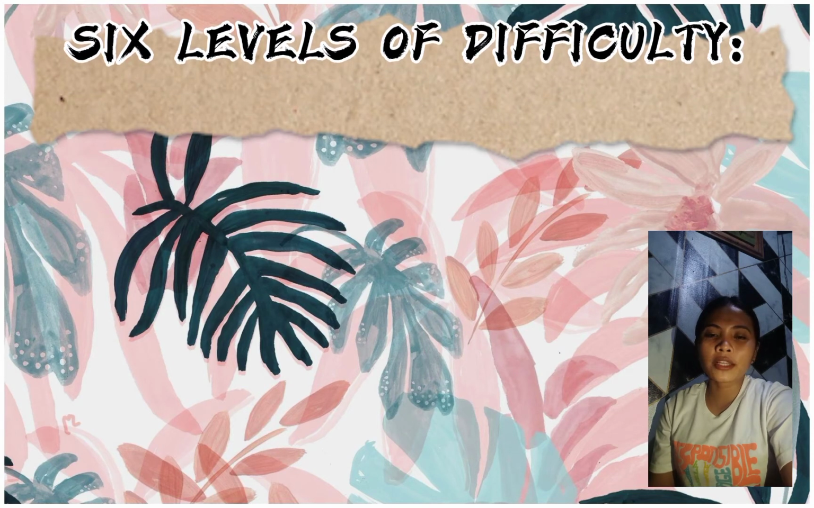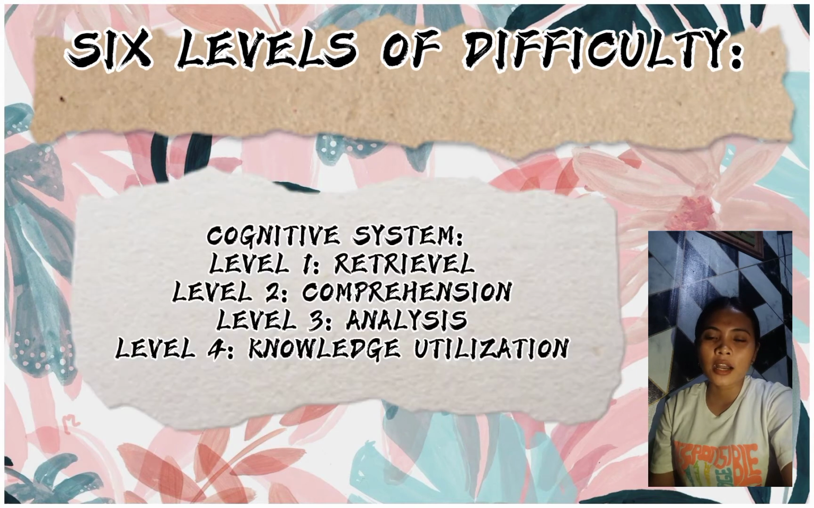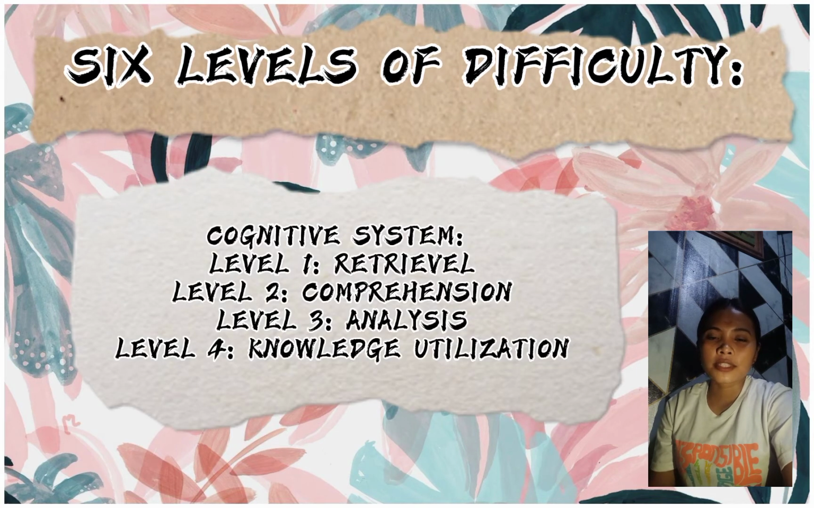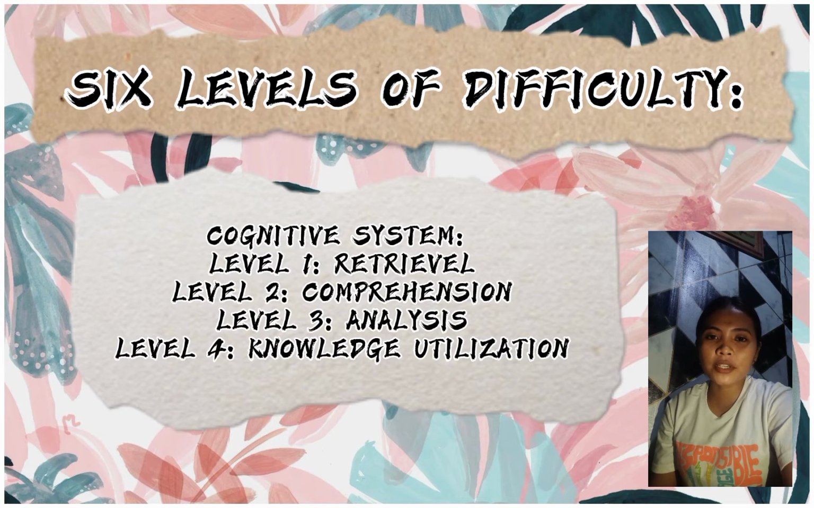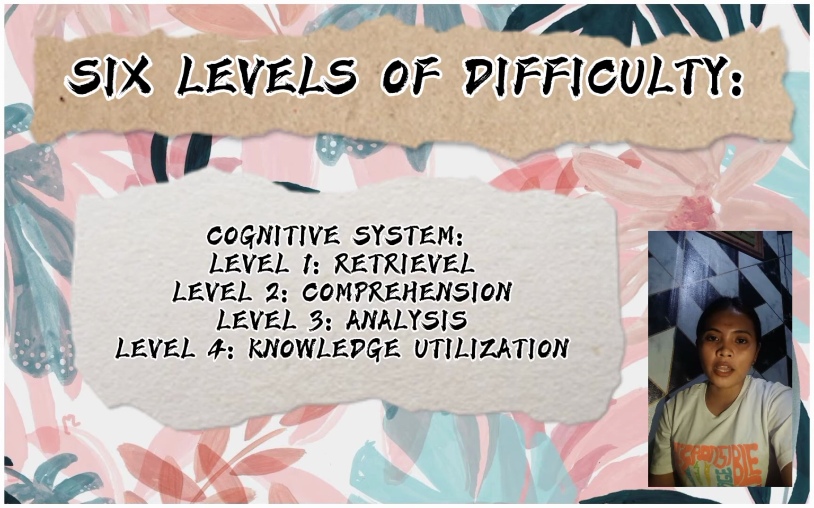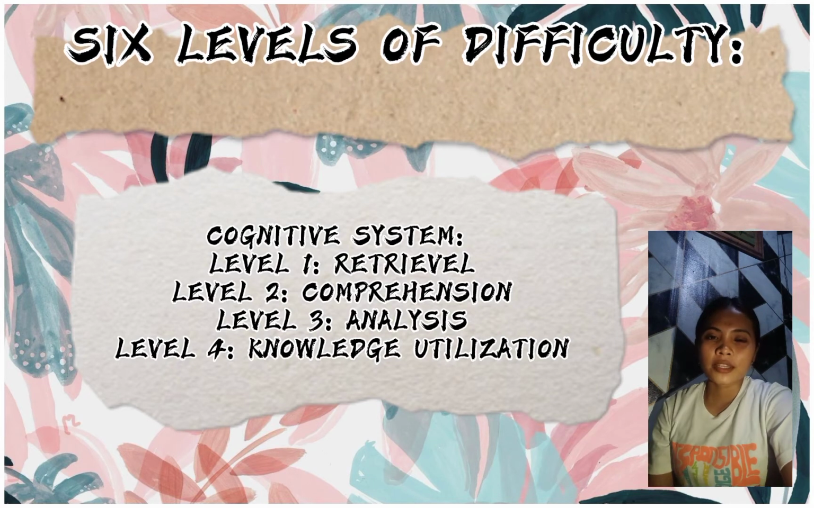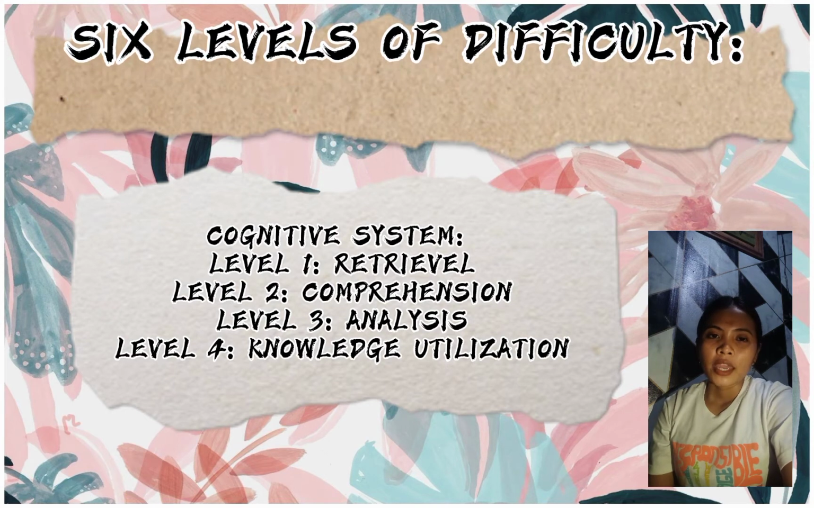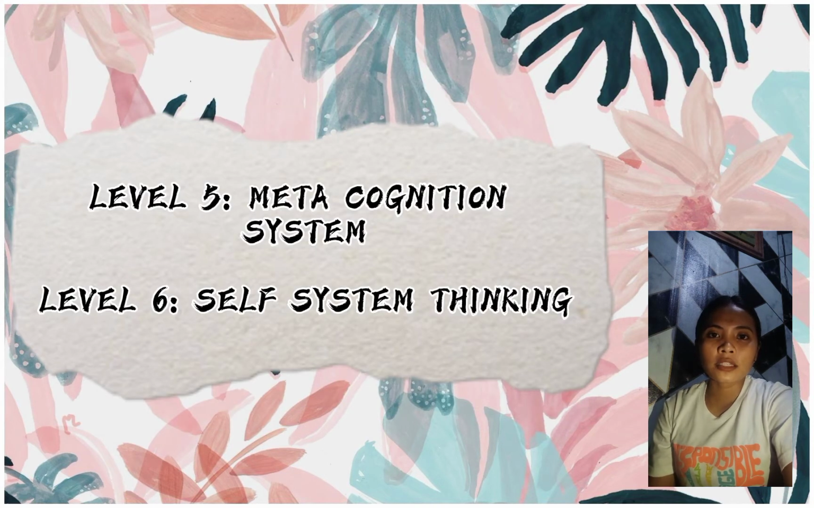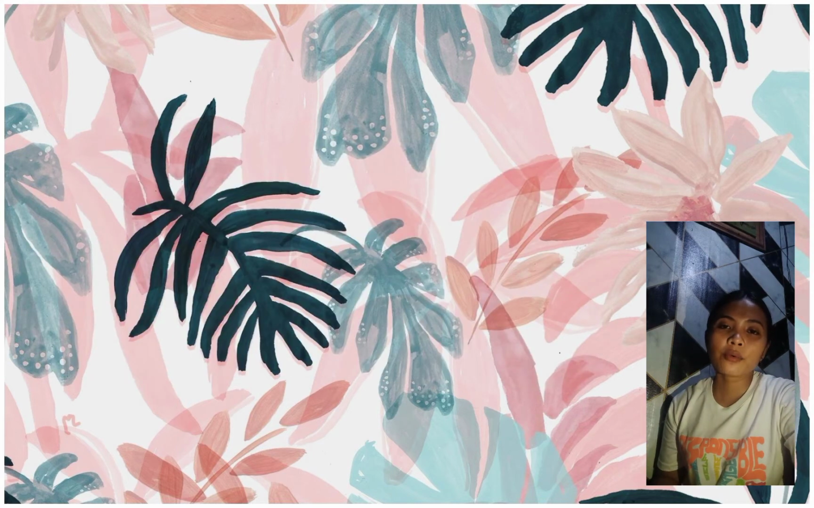The first 4 levels of difficulties are under the cognitive system. The first level is the retrieval, the second is the comprehension, the third is the analysis, the fourth is the knowledge utilization, and the fifth one is the metacognitive or the metacognition system, and the highest is the self-thinking system or the self system. So now we are going to start with the first level.